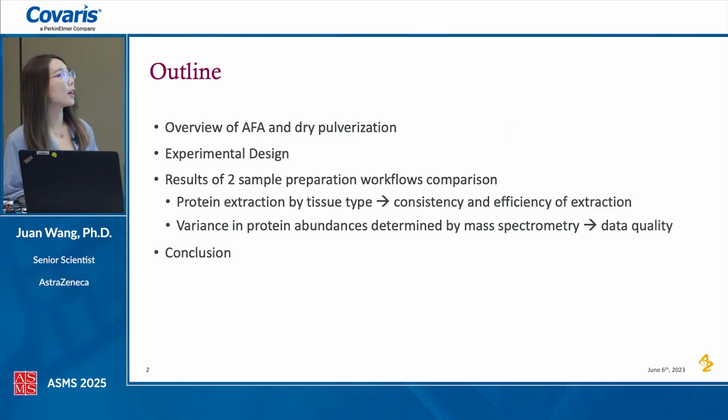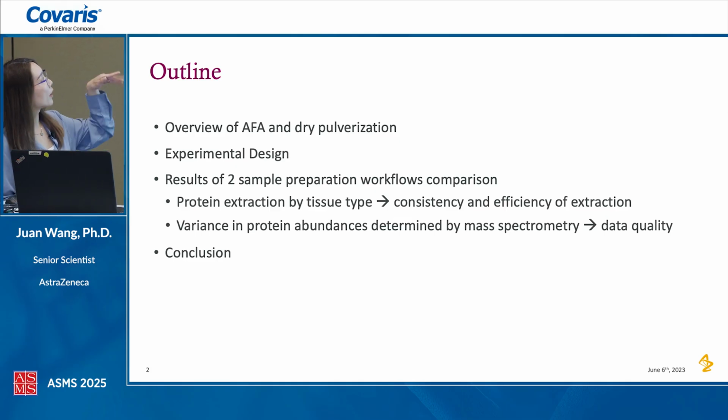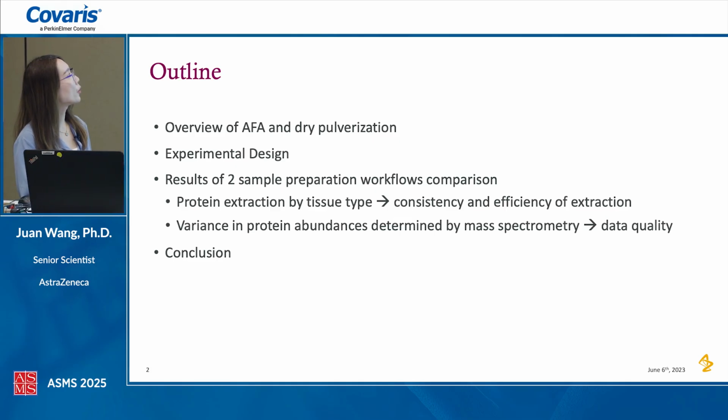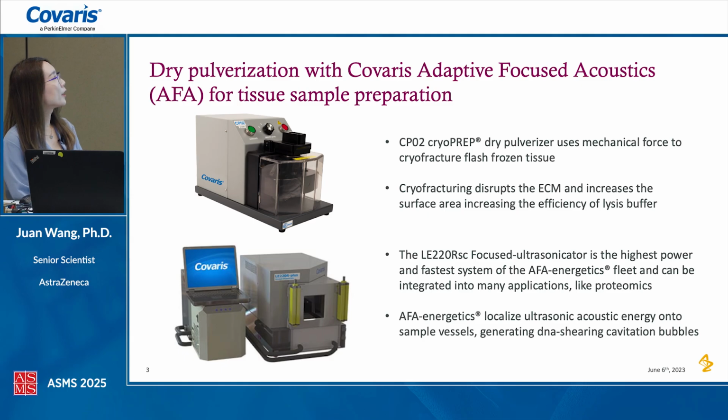So today I will talk about some of the outline here. First is an overview of the AFA and dry pulverization, and then we'll also talk about experimental design and results of the two sample preparation workflow comparisons, which include the protein extraction by tissue type, demonstrating the consistency and efficiency of extraction. We also include the variance in protein abundances determined by the mass spec, which demonstrates the data quality. And finally, we will go to the conclusions. So first, I will briefly introduce the two instruments that our labs have.